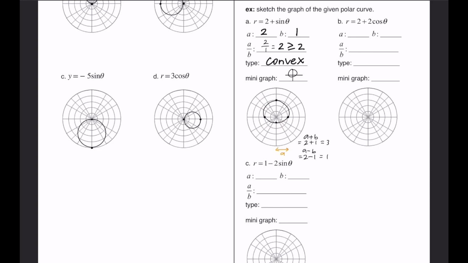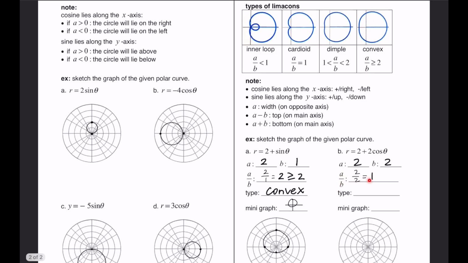Moving on to part B, we have r equals 2 plus 2 cosine theta. So A is 2 and B is 2. Next, we'll look at the ratio. So we're going to go 2 divided by 2, and you get 1. So when A over B equals 1, that means we have a cardioid.